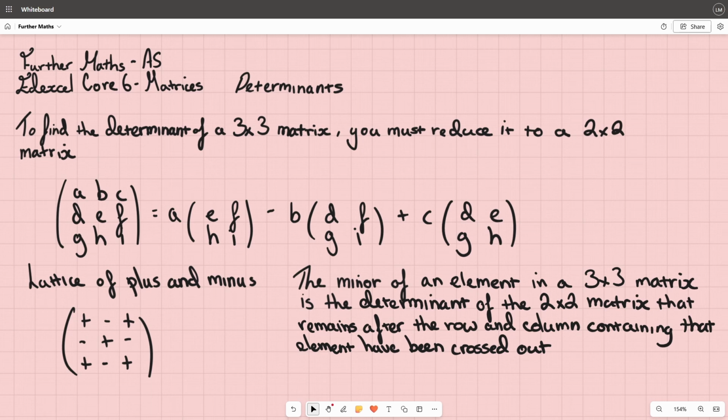So to find the determinant of a 3 by 3 matrix, you must reduce it to a 2 by 2 matrix.